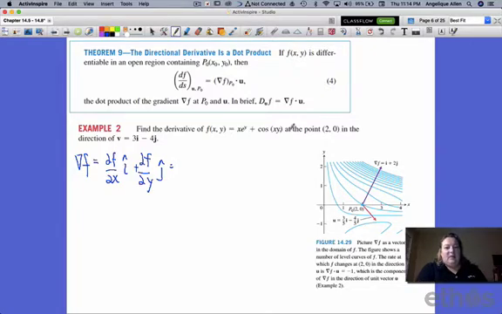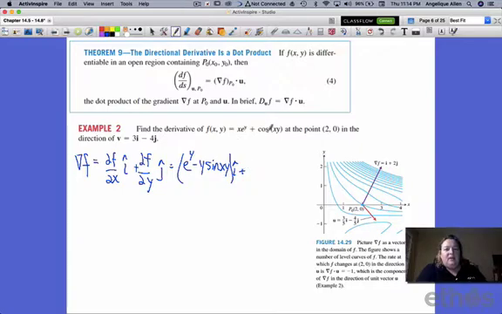Df dx up here, so the partial derivative of f with respect to x: well, e to the y is a constant. And the derivative of cosine xy with respect to x is going to be negative sine xy. And then we need to take the derivative of xy with respect to x, which is going to be y for the chain rule part. And that's our i component.